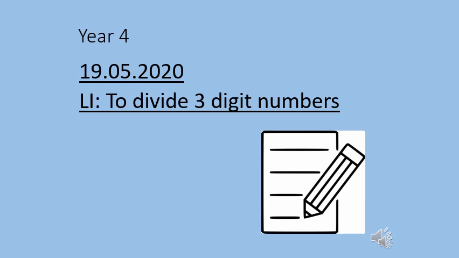The learning intention says to divide three-digit numbers. Pause here while you get paper, ruler, a pencil. Then neatly write down the date and learning intention and underline it.